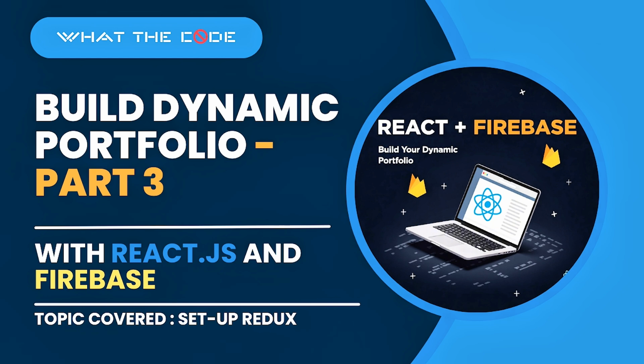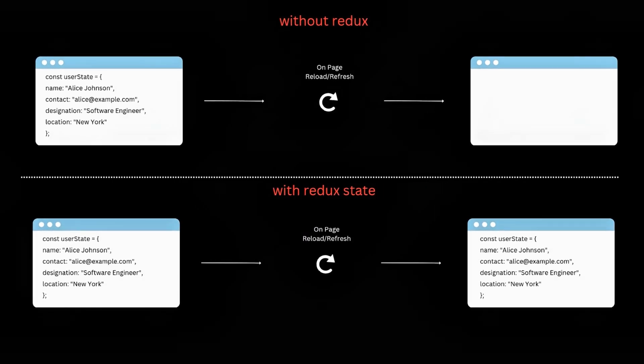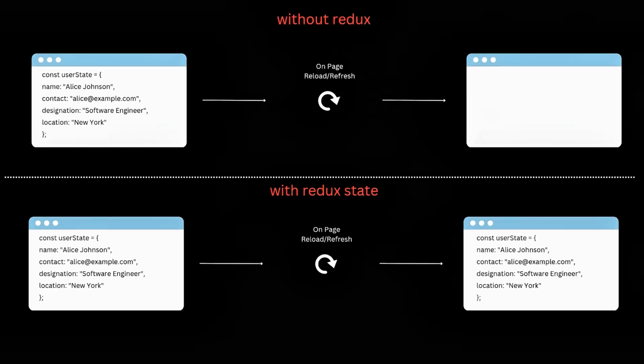So let's get started. First, we must know what Redux is and why we need it in our project. Redux is a state management library that helps manage global state in large-scale applications. Since our portfolio handles user authentication, stored preferences, and other dynamic content, Redux with persist storage ensures that our data remains available even after page reloads.